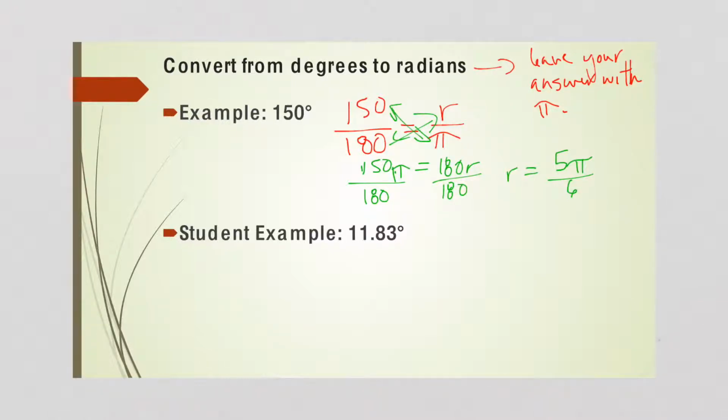Now in your example, notice you have a decimal. So you may not come out with an actual fraction or a pi value. Let's go ahead and pause the video. You try it and let's see what you get.